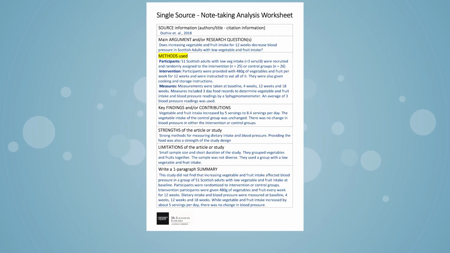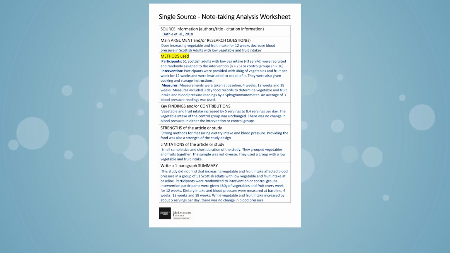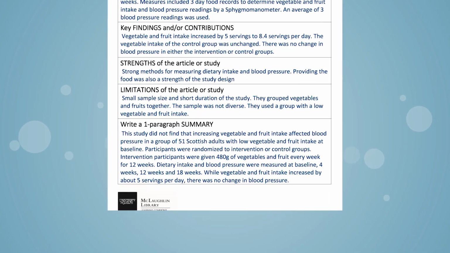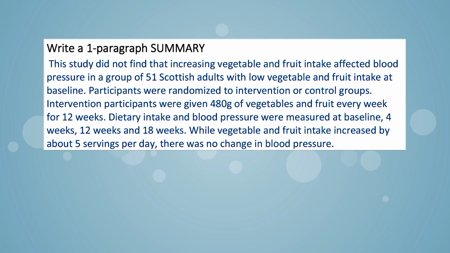Another important box in this worksheet is the 1-paragraph summary. You can use this box in multiple ways. This image here shows an example of a paragraph summary that provides the reader with a snapshot of the article. Another way to use this box is as a space to reflect on how this article relates to your research. If you write this paragraph with your research focus in mind, you might be able to insert it directly into your literature review.